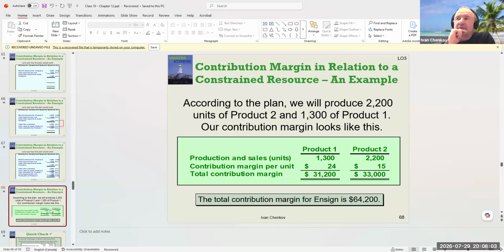So now the other question that usually comes up here is, why don't we focus on product 2 and eliminate product 1? Well, because we don't have more demand for product 2. Our demand for product 2 is only 2,200 units. And at the end of the day, yes, product 2 gives you the highest contribution margin per unit, but you don't want to end up with inventory. Whatever you produce, you want to sell it. You want to be efficient in your production and in generating cash.